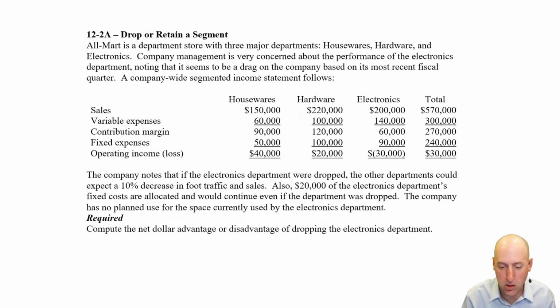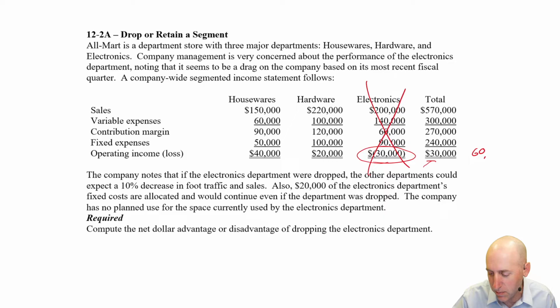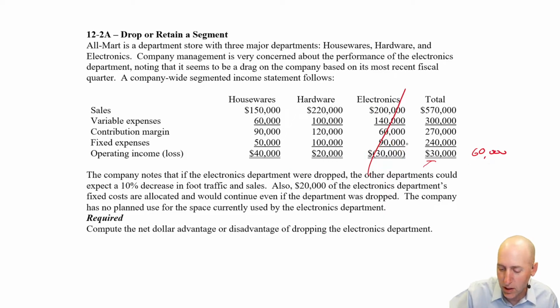Allmart is a department store with 3 major departments: housewares, hardware, and electronics. Company management is very concerned about the performance of the electronics department, noting that it seems to be a drag on the company based on its most recent financial quarter. A company-wide segmented income statement follows, and you can see electronics is losing 30 grand. The company overall is making 30 grand, but of course, if they could just get rid of electronics, it's like, well, we could be making 60, right? If we just combine these two, 40 and 20, we would get 60. So the electronics is dragging us down.